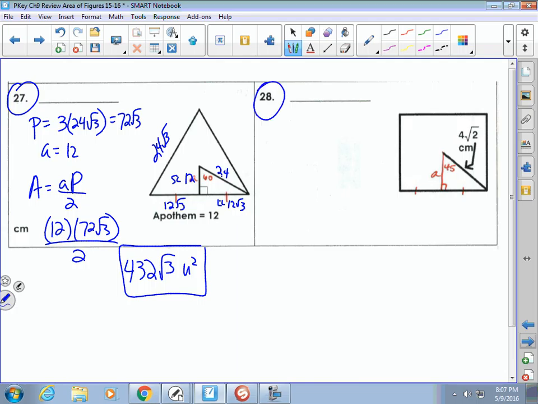Number 28 is also definitely going to basically give you a square. I'm going to give you the radius. You're going to have to give me the area. Okay? You got to know that a square gets broken down to 45, 45, 90. I'm going to show you 2 ways to get this answer.